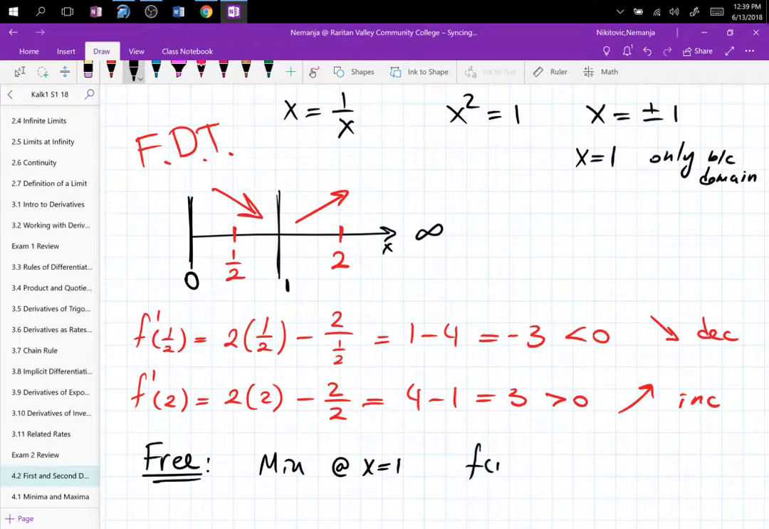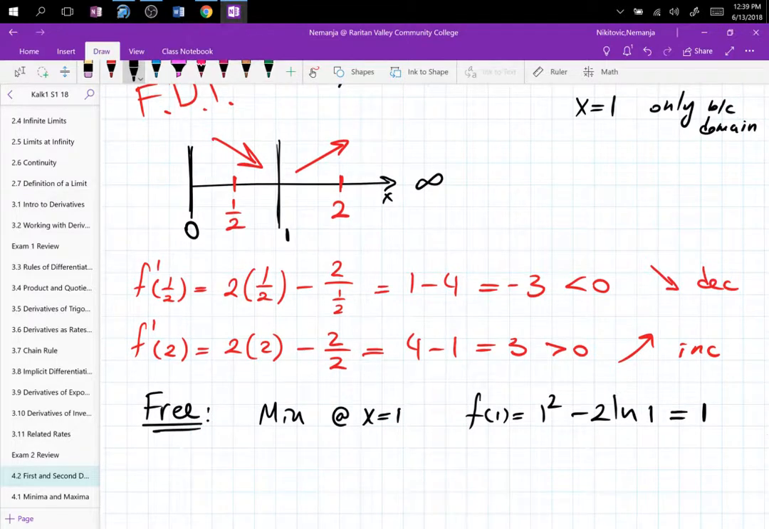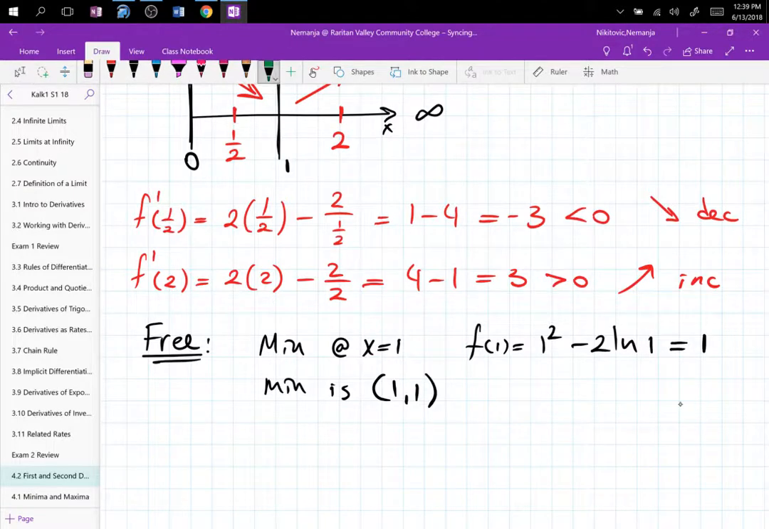So f of 1 is the original problem, which is 1 squared minus 2 ln 1. And that's 1. So the minimum is 1, 1. So that's for free. All right, let's write the answer and move along with our lives.